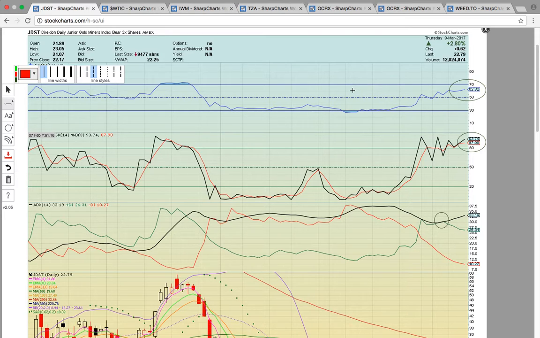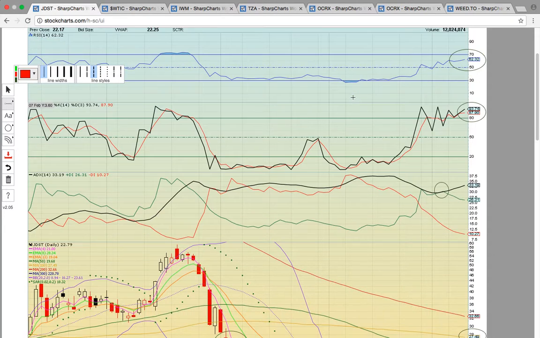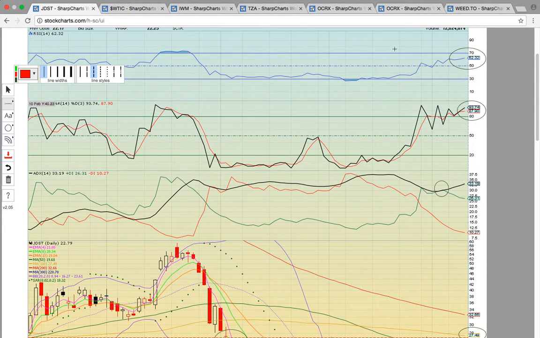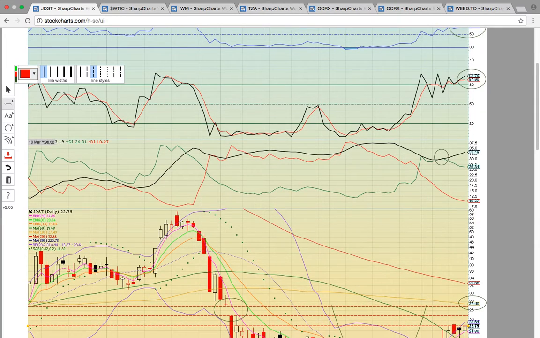Okay, first let's take a look at JDST. This is the Junior Gold Miners Index Bear 3 times. This is an inverse ETF. If you look here, you'll see the RSI is in the 50 to 70 bull zone. At 62, it still has room to run until overbought levels.